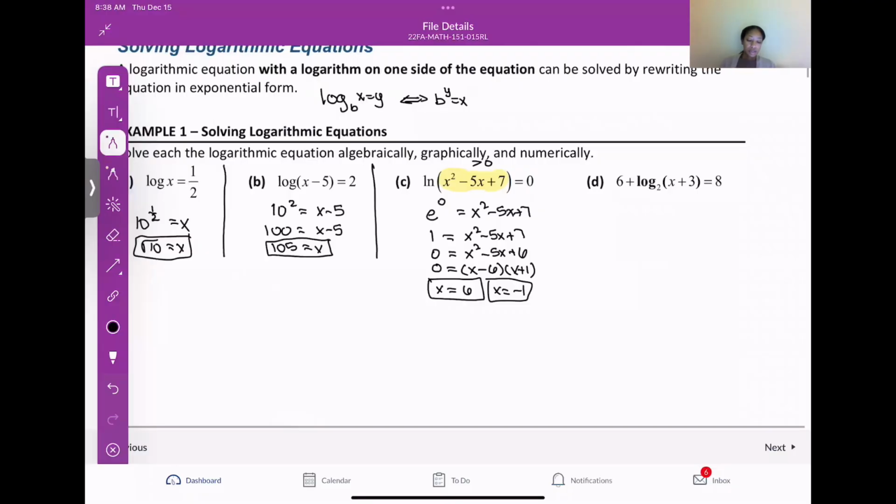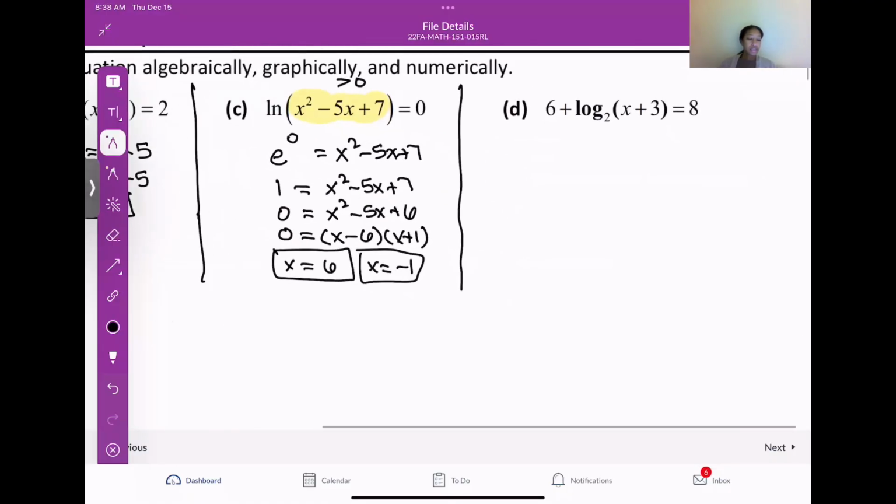And last one. Now for this last one, this one is not written in standard form. So our logarithmic expression is not isolated. So before we rewrite this in exponential form, we have to isolate the logarithm. So get the logs on one side, the constants on the other side. If we subtract 6, we have log base 2 of x plus 3 equals 8 minus 6, which is 2.